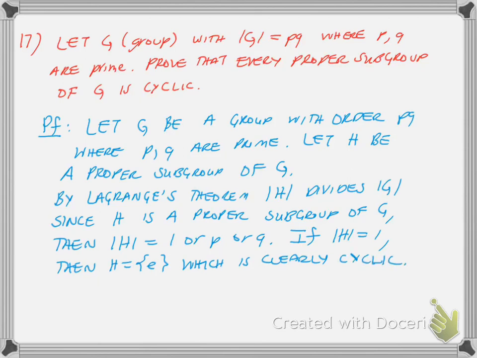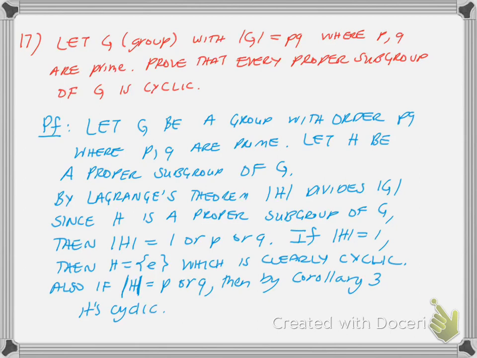Okay. Also, if the order of H equals P or Q, all right, and PQ can't be included because this is a proper subgroup. I think I said that, but I just want to make sure we're good on why PQ isn't considered as one of the orders of H. It's because we're looking at proper subgroups. If the order of H equals P or Q, then by corollary 3, it's cyclic. We are done with this problem.